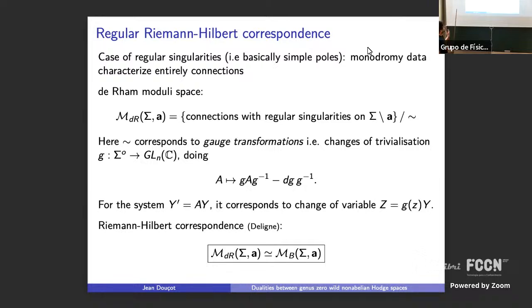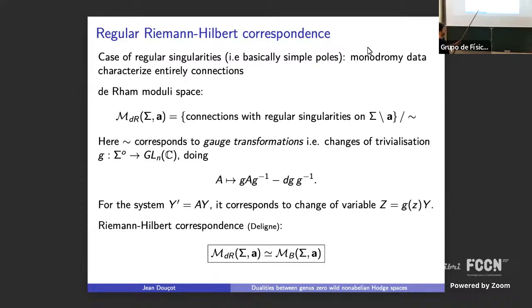Okay. And the thing is that when you have regular singularities, which more or less means simple poles, then it turns out that this monodromy representation entirely characterizes the connection you start with up to isomorphism. So in terms of moduli space, you can define a moduli space of connections: connections with regular singularities at the singular points up to gauge equivalence, which in terms of the bundle means a change of trivialization, and in terms of the linear system just means a meromorphic change of variable z equals g y. And so you have this moduli space of connections.